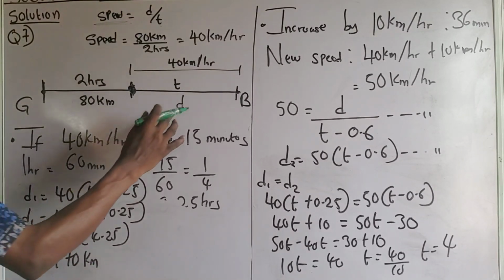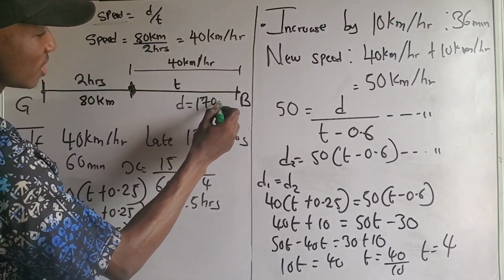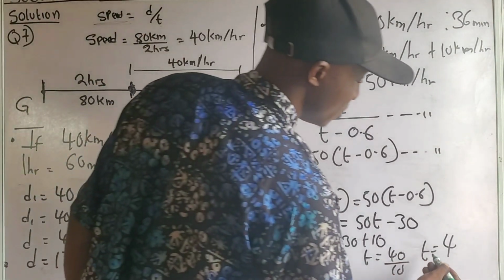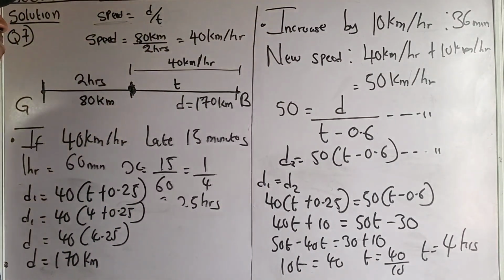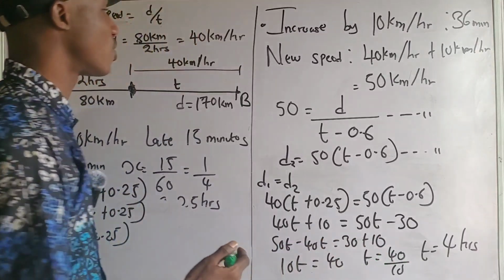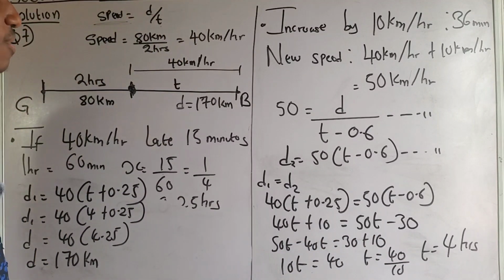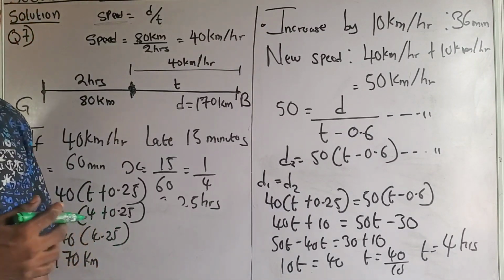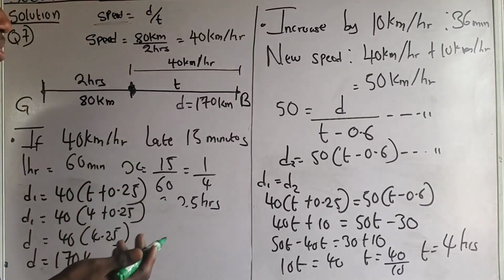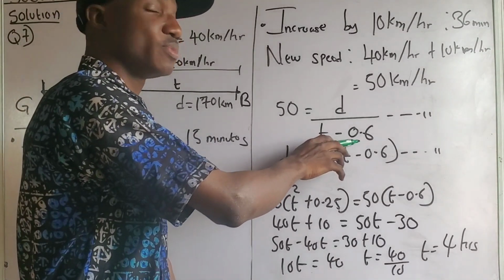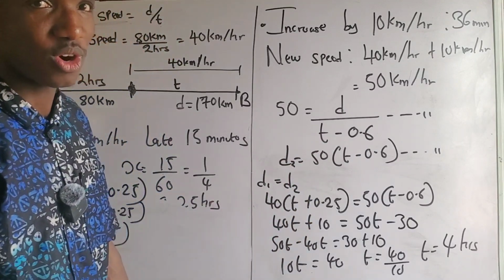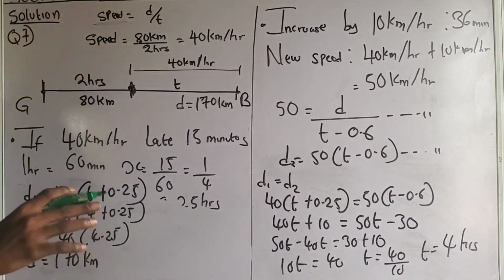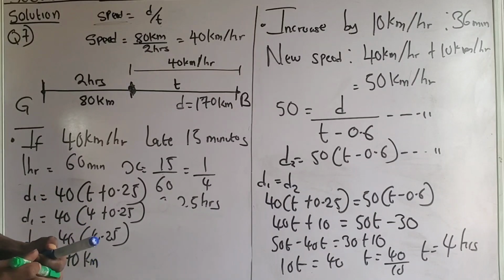So the distance here is 170 kilometers, and the time he used to cover the distance is 4 hours. If he continues at 40 kilometers per hour, the time is going to be 4.25. If he increases the speed to 50 kilometers per hour, the time is going to be reduced by 0.6. That is 4 minus 0.6, that is 3.4 hours. I'm just explaining that to help you understand the question.